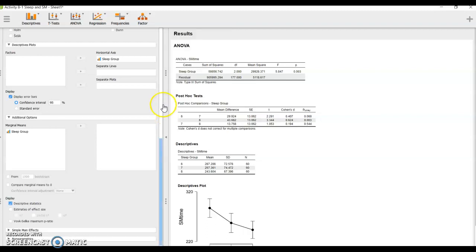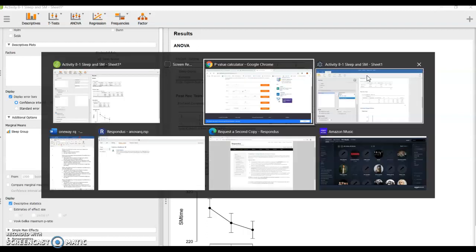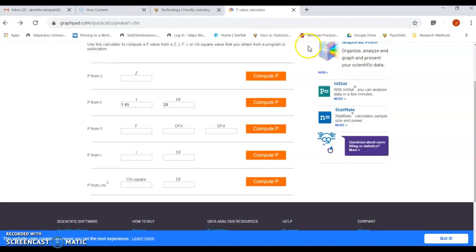And then we also need to know the overall degrees of freedom, which in this case is 177. I'm getting that from the degrees of freedom for the residual. So our next step is to go to a web calculator to get the p-value for the Fisher LSD. It's just using a regular t-table that's in no way corrected for anything. So I'm going to switch windows here to a p-value calculator.